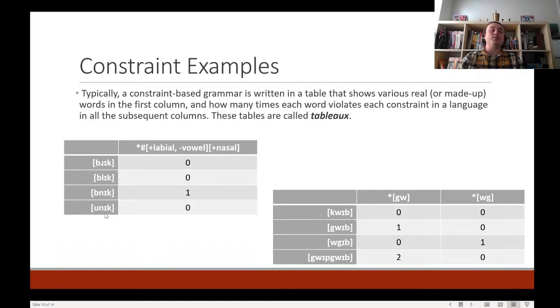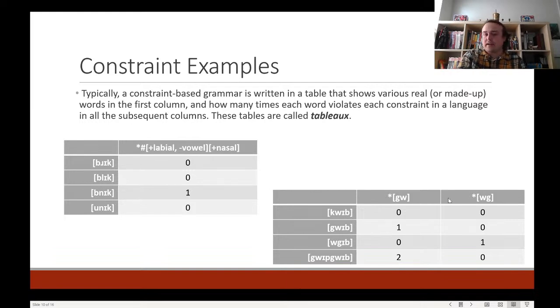Our last word here, unic. So oo, that vowel, is made with the lips. You round your lips with it. So arguably it is plus labial, but it's not minus vowel. Oo is a vowel. So this doesn't violate this constraint because of that. It does have a nasal after it, just like bnick does. But because we've got an oo, unic could be a perfectly fine word in English, at least according to this constraint, right? If this is our only constraint we care about.